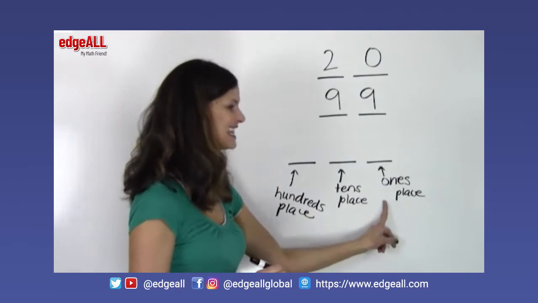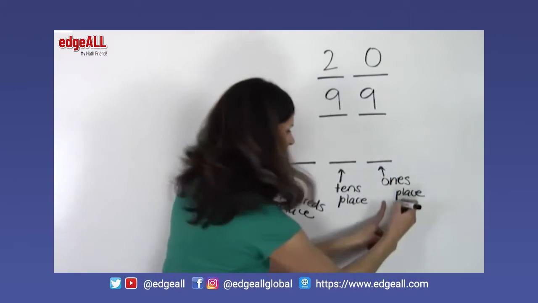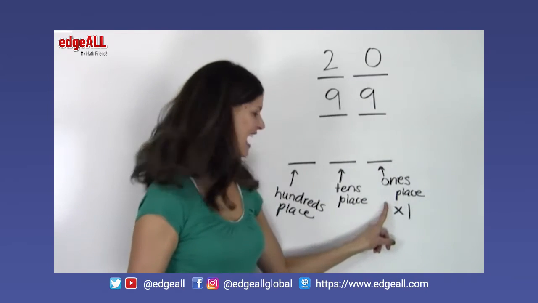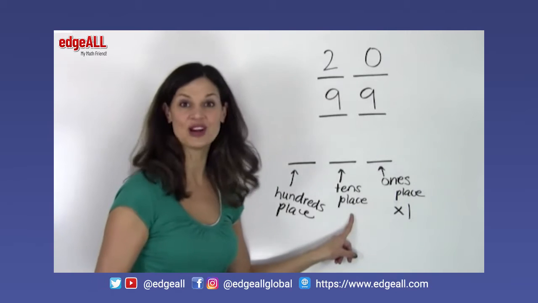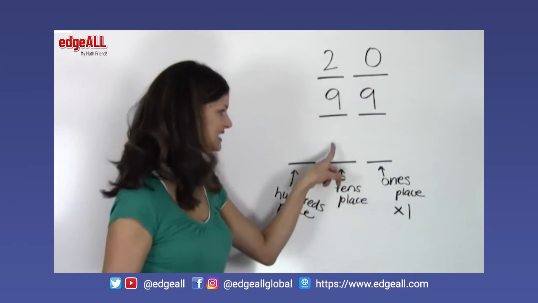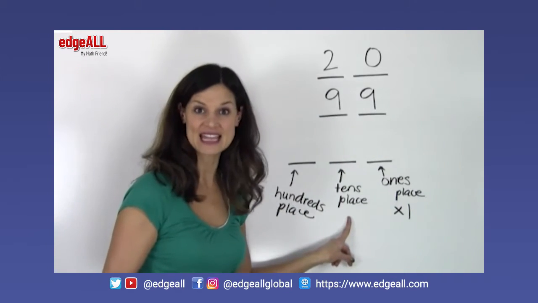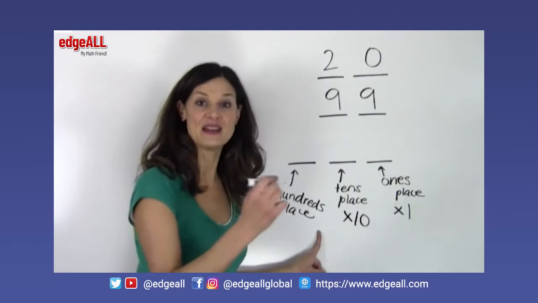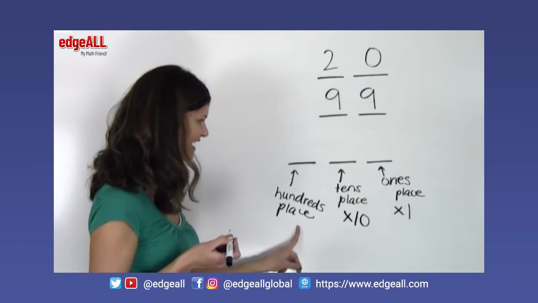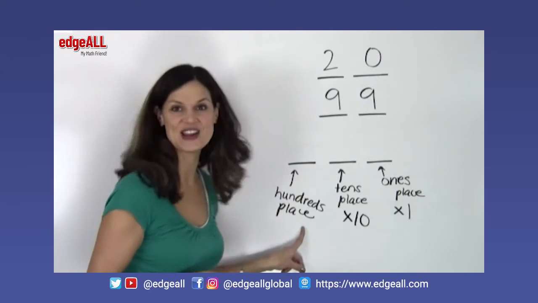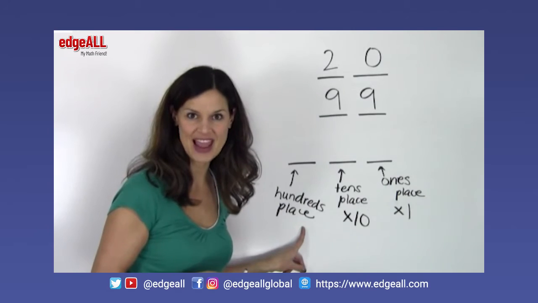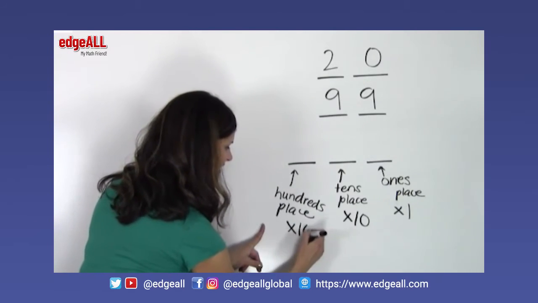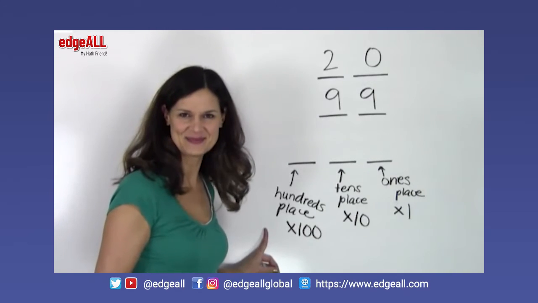Any digit in our ones place has a value of that digit times 1. Any digit in the tens place has a value times 10. And then multiplying by 10 again, any digit in the third position from the right, in the hundreds place, has a value times 100.